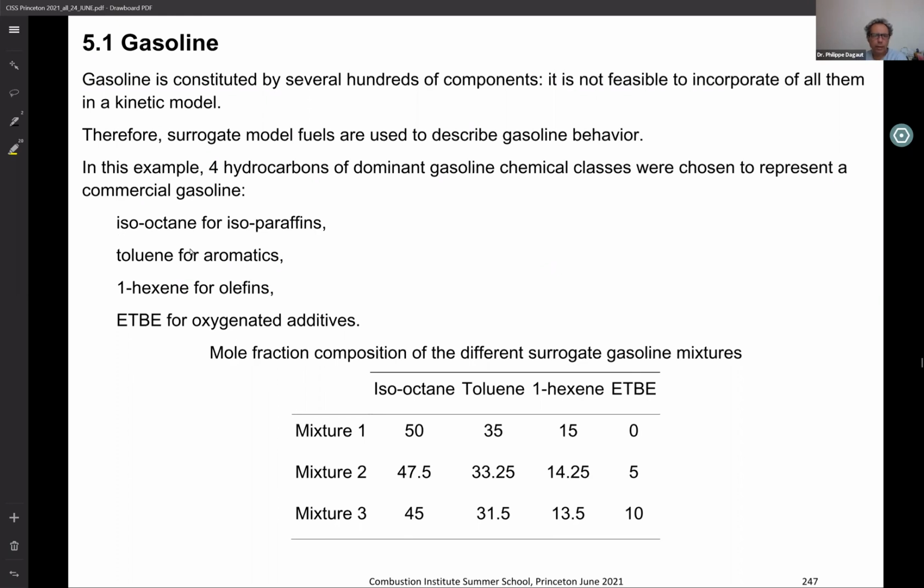So we use isooctane to represent isoparaffins, toluene to represent aromatics, 1-hexene to represent olefin, ETBE to represent oxygenated additives. And we use different mixtures with different ratios of these 4 compounds.